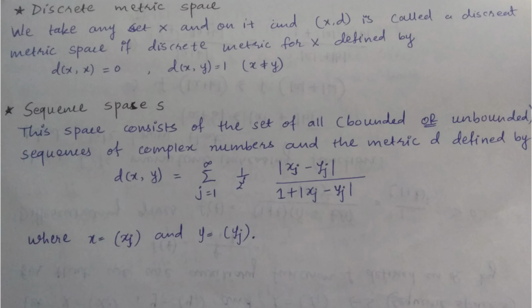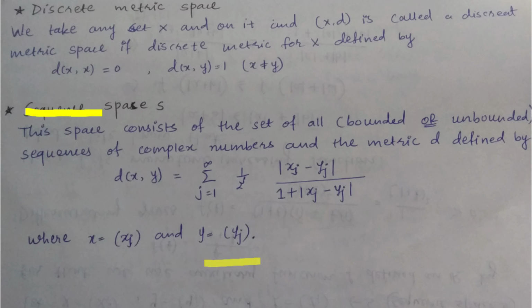Next definition is the sequence space S. The sequence space is the set of all bounded or unbounded sequences of complex numbers, and the metric d is defined by d(x, y) is equal to the summation over j from 1 to infinity of 1 upon 2 raised to j, times modulus of x_j minus y_j upon 1 plus modulus of x_j minus y_j, where x is the sequence (x_j) and y is also a sequence (y_j). So x is the sequence (x_j) means what? x1, x2, up to infinity, and y equal to (y_j) means y1, y2, and so on.